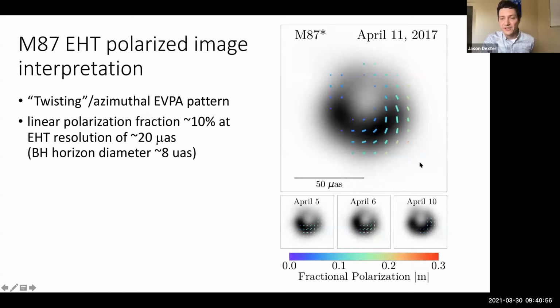Okay, so from an interpretation point of view, based on what we've discussed so far today, the things that really jump out, at least to me, when I look at this polarized image, is that we see this sort of twisting or azimuthal type EVPA pattern, like spiraling with the ring. And the linear polarization fraction at our resolution, which is about 20 microarcseconds, here's the 50 for comparison, is about 10%. So these greenish or bluish colors, and not reddish colors in our color bar, are much higher. So this is way, way lower than the 50 or 70% that you might have expected at this scale, and suggests that something is depolarizing the emission.